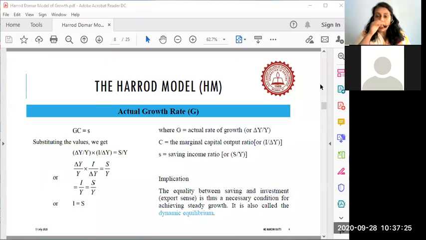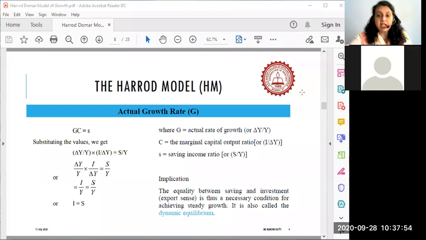Okay, class. So after understanding GW, after understanding G and after understanding GN, we are now further trying to analyze the Harrod model. What we are going to understand today is the working of the Harrod model, and we are trying to first understand what the actual growth rate is, that is, how G is understood and how it is calculated.